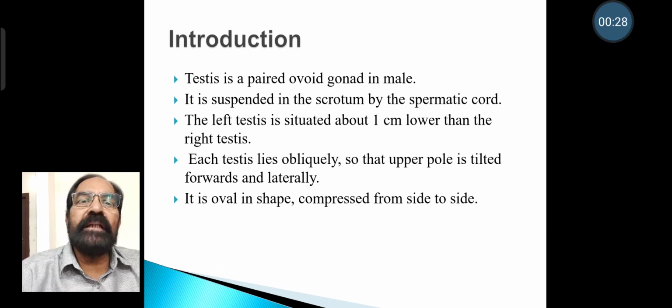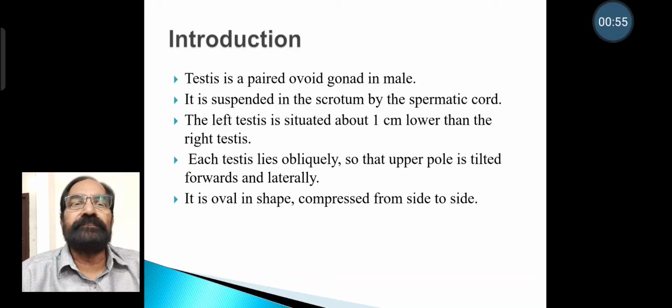It is suspended in the scrotum by the spermatic cord. Left testis is situated about 1 centimeter lower than the right. Each testis lies obliquely so that the upper pole is tilted forward and laterally. It is oval in shape, compressed from side to side.